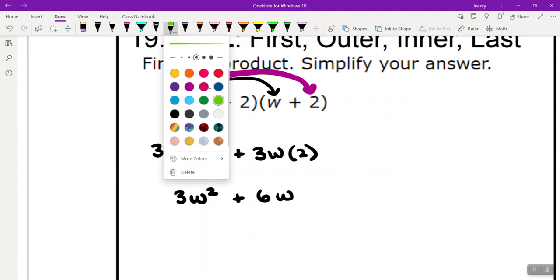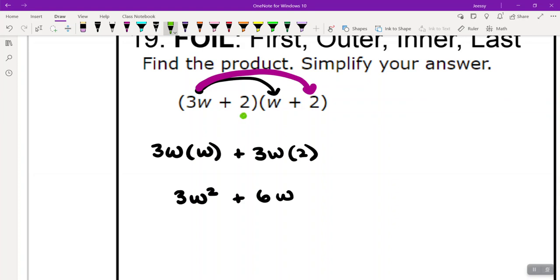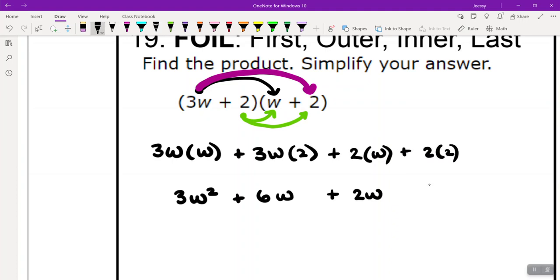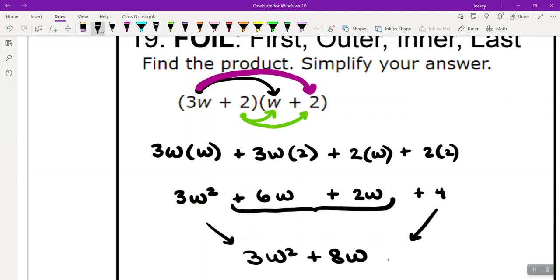So in math, what they do is they draw the arrows underneath the 2. So put your dot. And we're going to multiply with the w first. What is 2 times w? So I'm going to write it over here. We did 2 times w. That's how we're getting this 2w, okay? And then the last one, we take the 2 and we're going to multiply with that 2. What is 2 times 2? That's where we get this plus 4 from. All right, what is 6w plus 2w? All right, so your final answer is going to be 3w squared plus 8w plus 4.